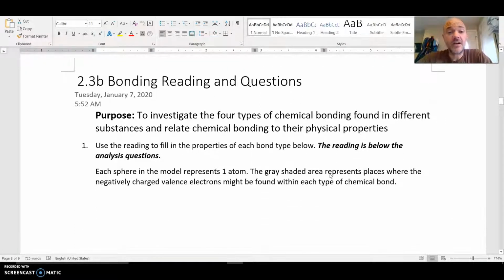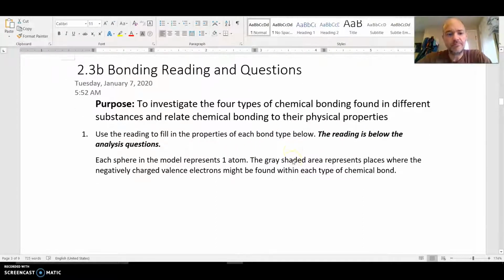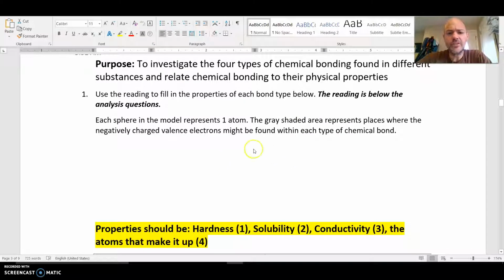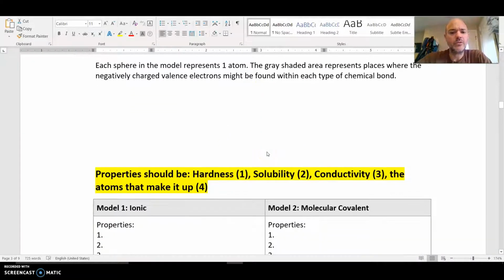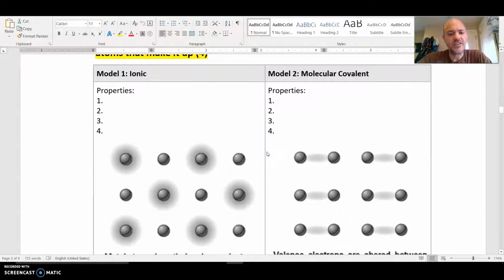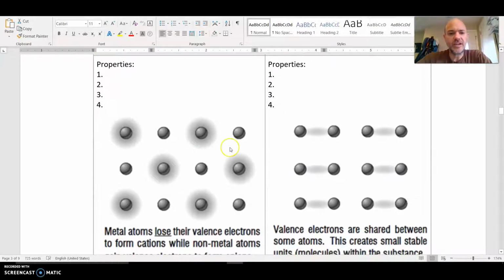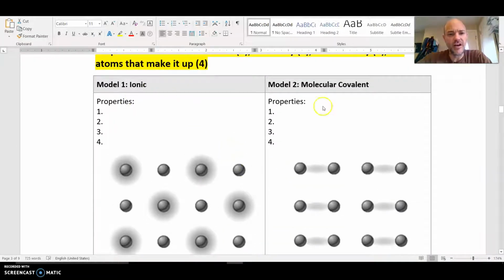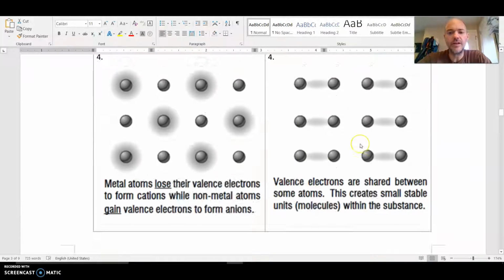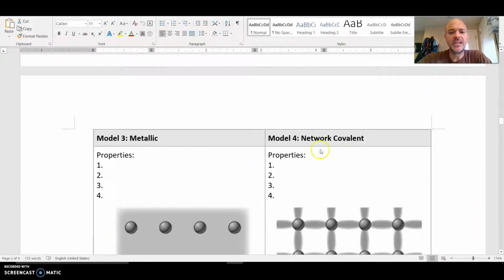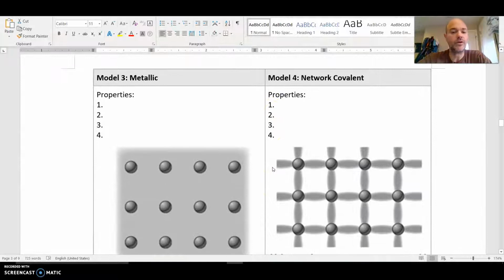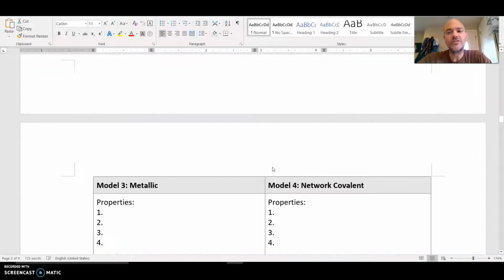All right, so now we're thinking about the reading. So you're going to do the reading. It's below the analysis questions. And what you want to think about when you are looking at this is, first off, these pictures right here of the different types of bonds. So there's an ionic bond, there's a molecular covalent bond, there is a metallic bond, and there is a network covalent bond. So these 4 types of bonds.